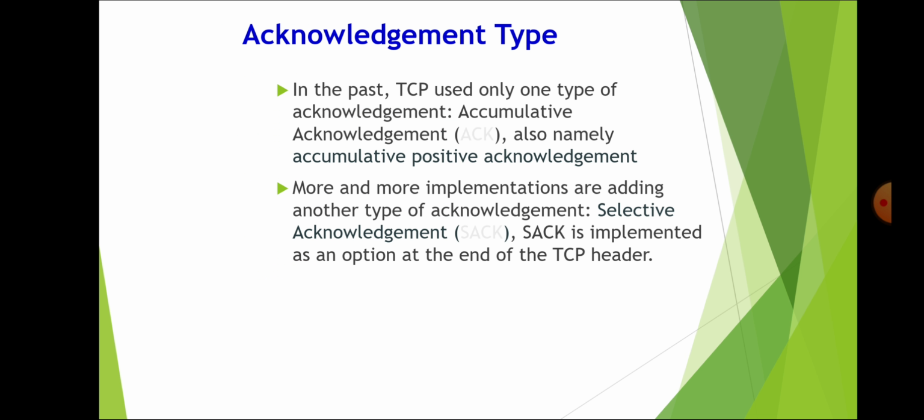First, acknowledgement types. In the past, TCP used only one type of acknowledgement, the cumulative positive acknowledgement. Positive acknowledgement means: yes, I have received the data. More and more implementations are adding another type of acknowledgement, selective acknowledgement, called SACK, which is implemented as an option at the end of the TCP header.